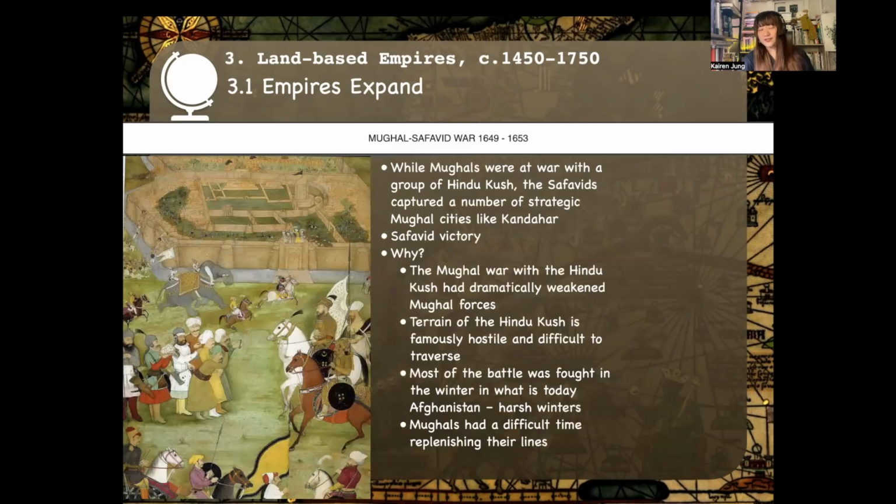Why did the Mughals and the Safavids fight amongst each other between the years 1649 to 1653? While the Mughals were at war with the group of Hindu Kush, the Safavids captured a number of strategic Mughal cities like Kandahar, and this led to Safavid victory. Why? The Mughal war with the Hindu Kush had already weakened the Mughal forces, and the terrain of that area is famously very hostile and difficult to traverse. The Mughals had a difficult time replenishing their lines, and so they fell.